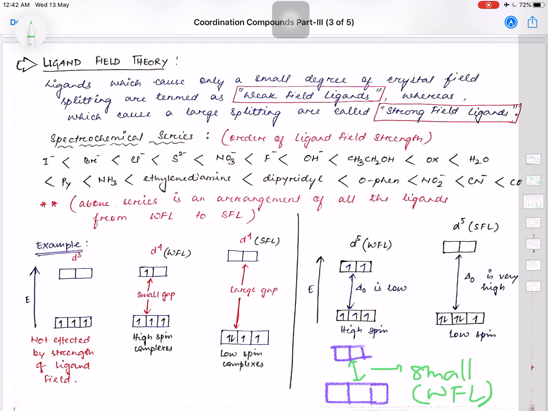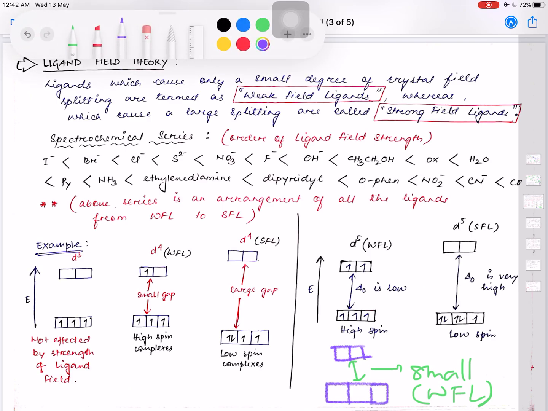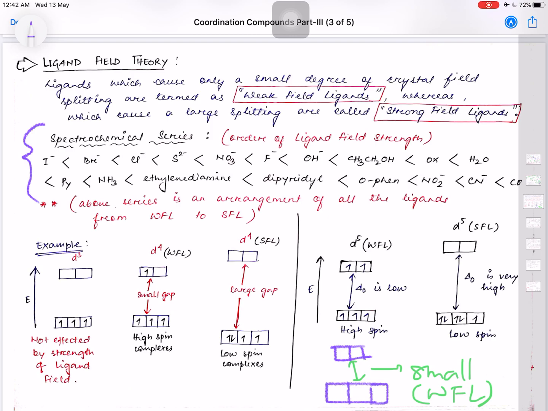So on the basis of the strength of ligands we have a series called the spectrochemical series. In this series all the ligands are arranged on the basis of their field strength. You see cyanide, CO (carbonyl), then NO2, these are all strong field ligands, meaning the gap is very high. And ligands like iodide, bromide, chloride, all the halogens, are weak field ligands.